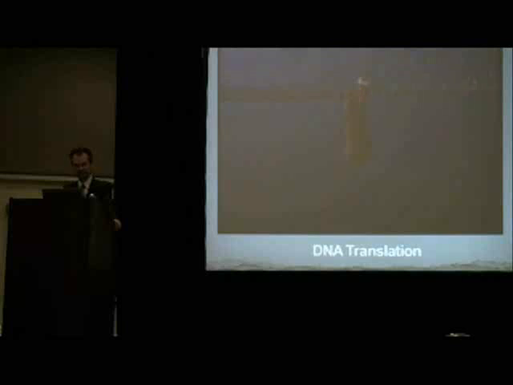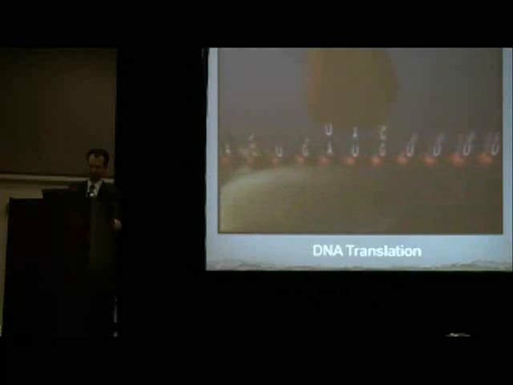A ribosome assembles on the start codon AUG. Transfer RNA with the anticodon UAC and carrying the amino acid methionine binds to the codon.